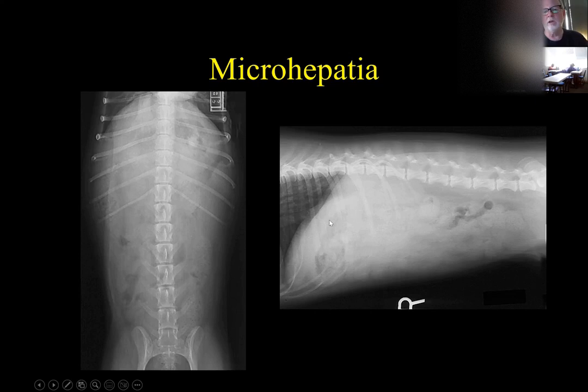Okay, and look, here's the liver right in here. Here's the liver. That's a teeny liver, very small, kind of a sliver of a liver. Okay, does the liver extend well past here back to the edge of the rib, at the costochondral junction? No, it's teeny, and the stomach axis is cranially deviated. So that would be a good example of microhepatia.